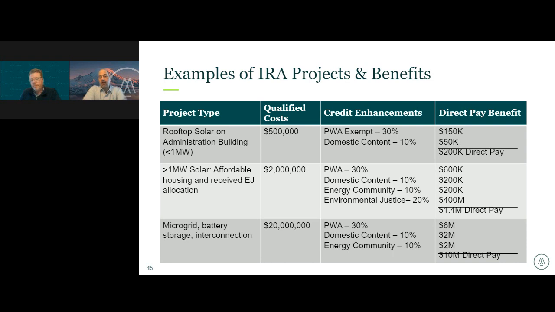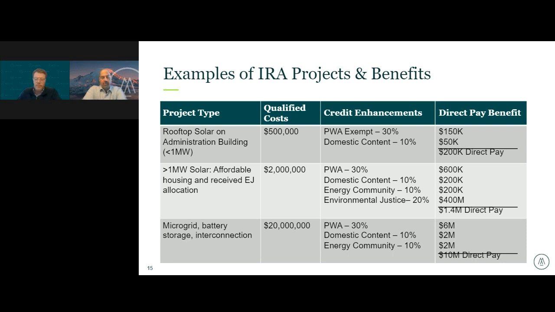So we've got $500,000 of qualified costs that go into it, and we pay $500,000 to put that solar facility on the administration building. The benefit that we can receive back, or the direct pay that we can receive back from the IRS after we file a return, is $200,000. So we've taken our $500,000 solar system and reduced the cost to us, as the entity putting the solar system on, by $200,000.